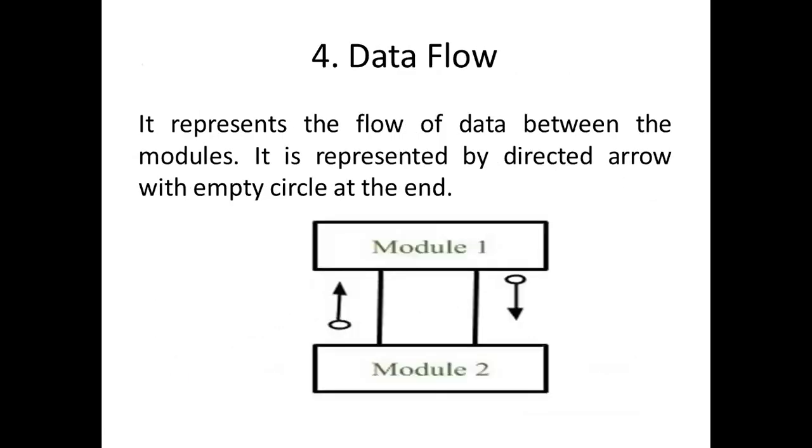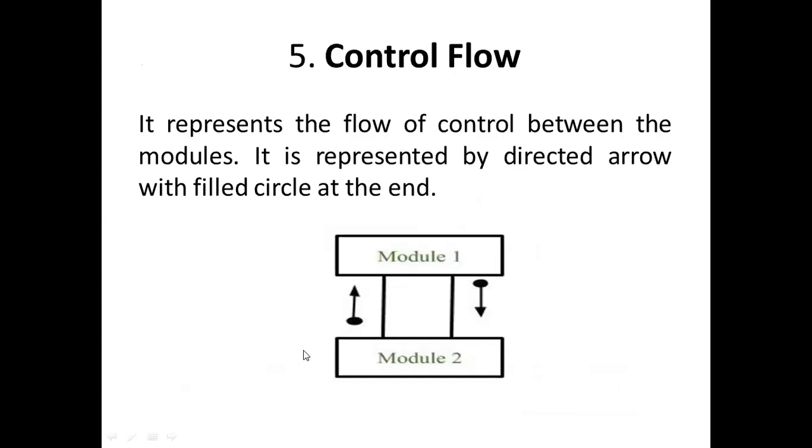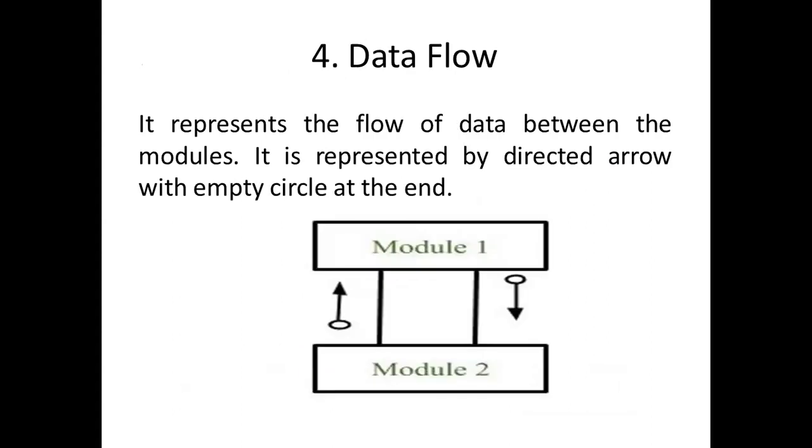Now the data flow. Again, I am telling you about the flow of data. This is the symbol to represent the data flow. Here you can see we are using an arrow with an arrowhead, and at the end there is an empty circle. So we can represent the data flow with the help of the arrow and the empty circle. This shows the flow of data between the various modules.